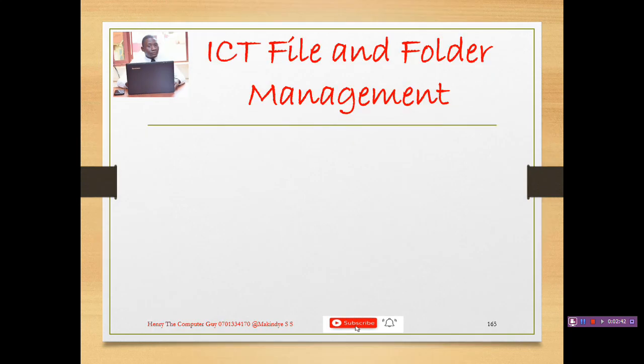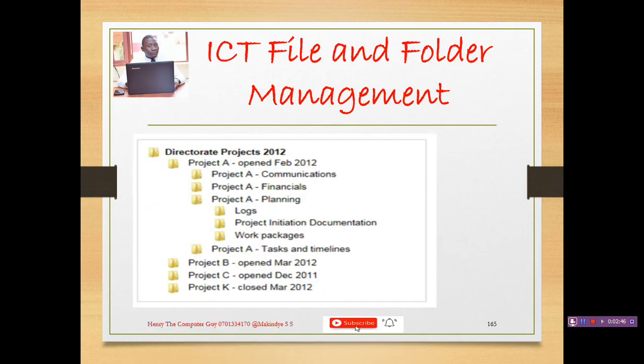They're telling us that we have what we call folder and file management. And they provided us with an image here. It is having some folders. The first one is the Directorate Project 2012. Under that one, they created Project A, Project B, Project C, Project K. Under Project A, they created others. So how did they come up with this? We are going to look at how we can try and do that also.